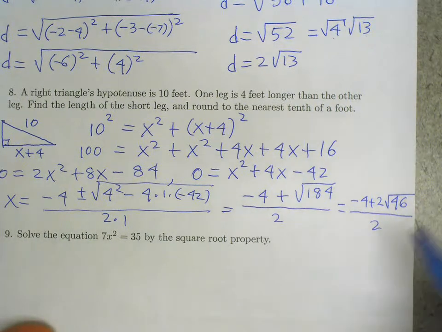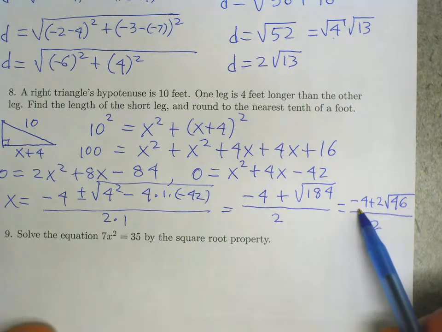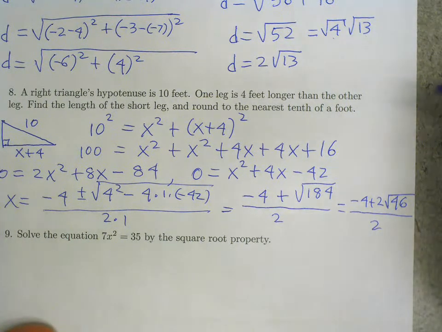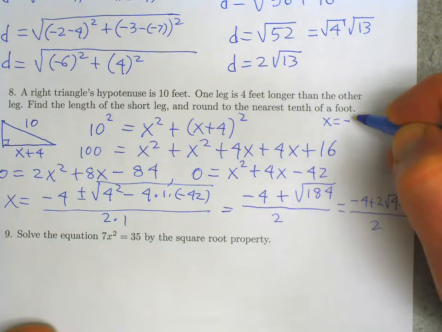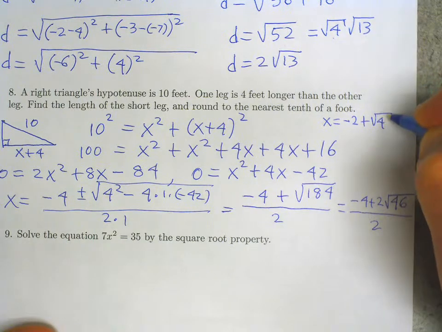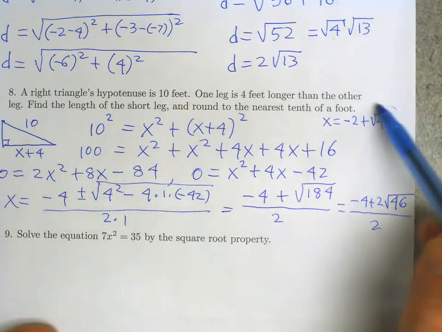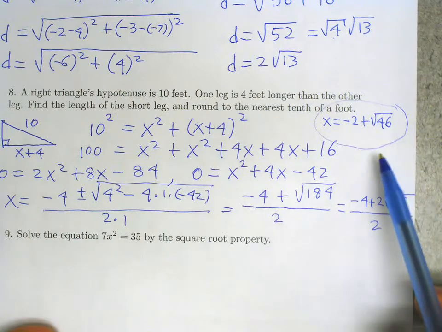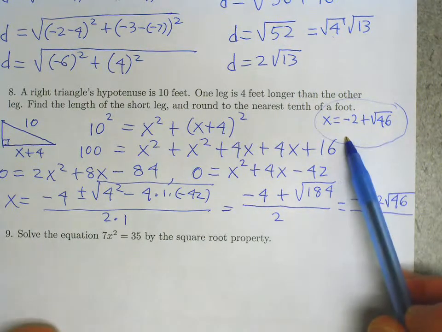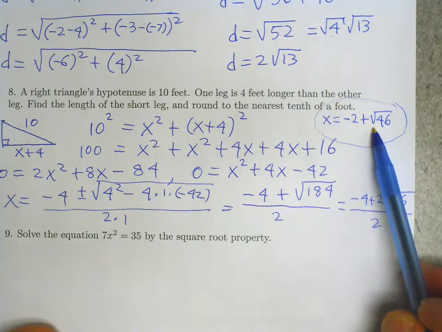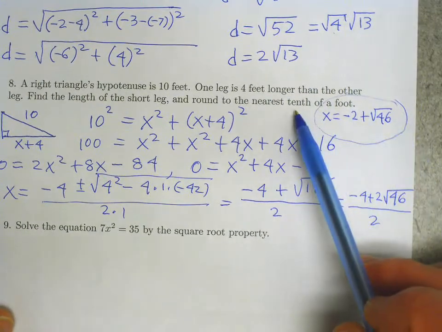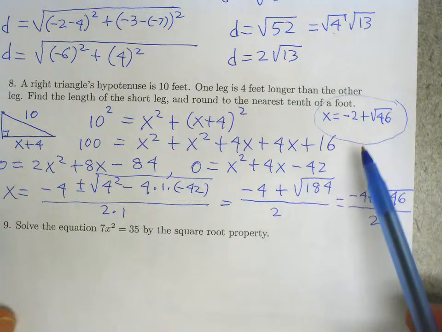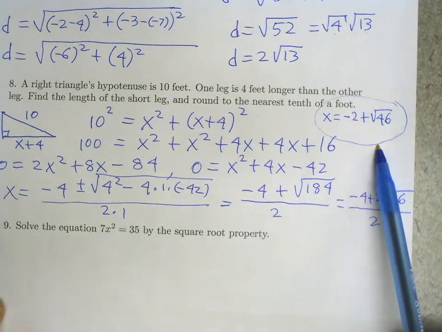Okay, I'm sort of running out of space here, but if you divide every term in the numerator by 2, then we're going to get x equals negative 2 plus the square root of 46. Then you can use your calculator to get a decimal approximation of that number. Just compute the square root of 46 and then subtract 2 from it. Round it to 1 decimal place, round it to the nearest tenth, and that will be the length of this short leg.